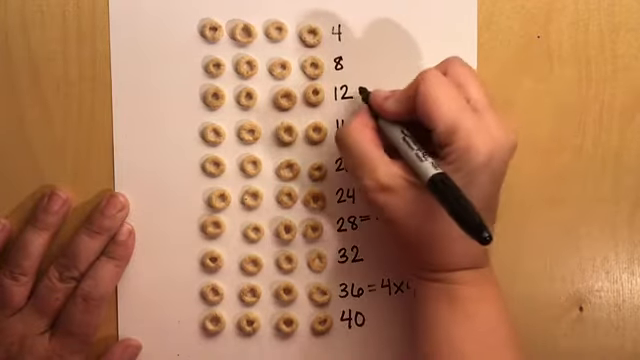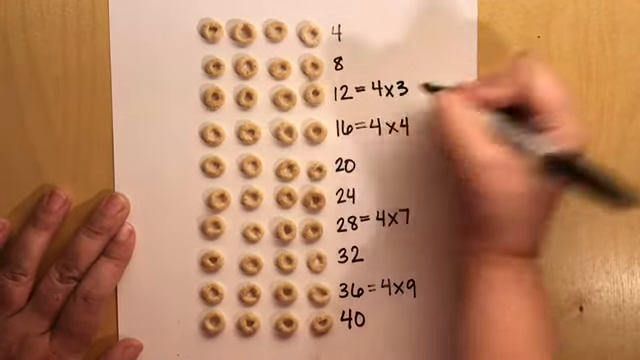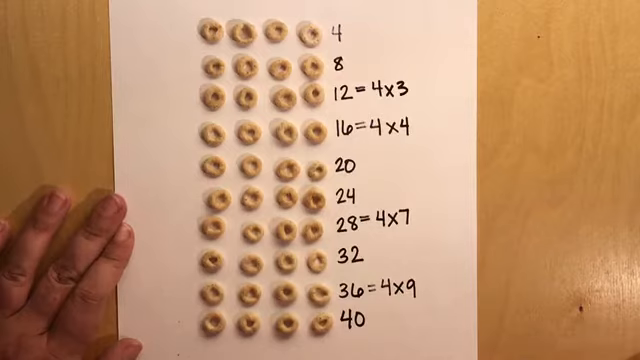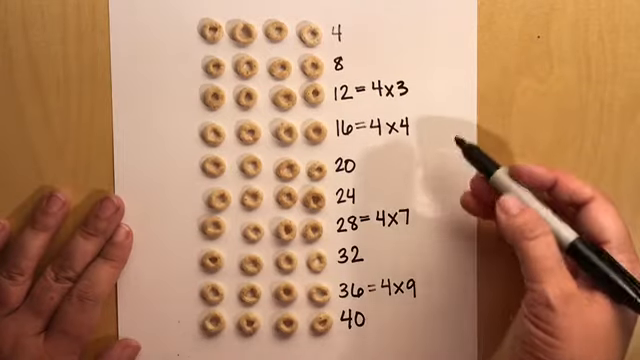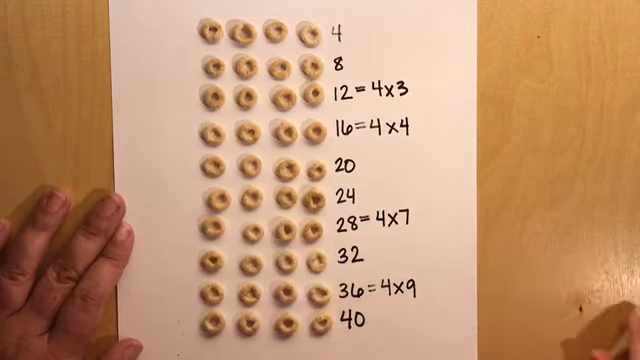You should have put on your paper 4 times 3. You could also be writing 3 times 4 if you're thinking of 3 rows of 4. That's true for all of the facts that we've done so far. Because of the turnaround rule, you could write them the other way.